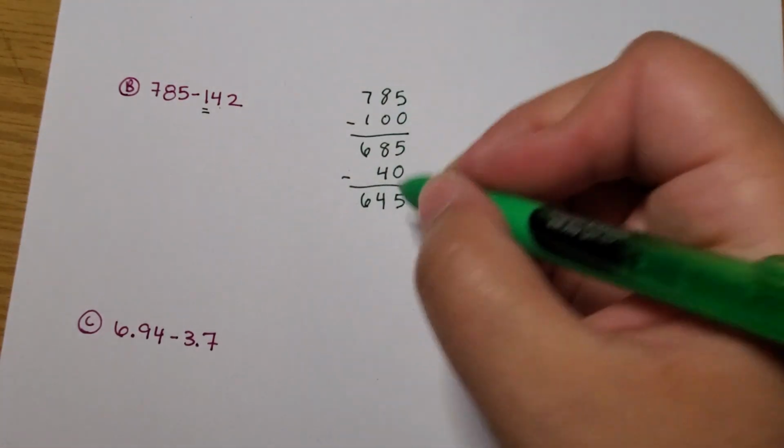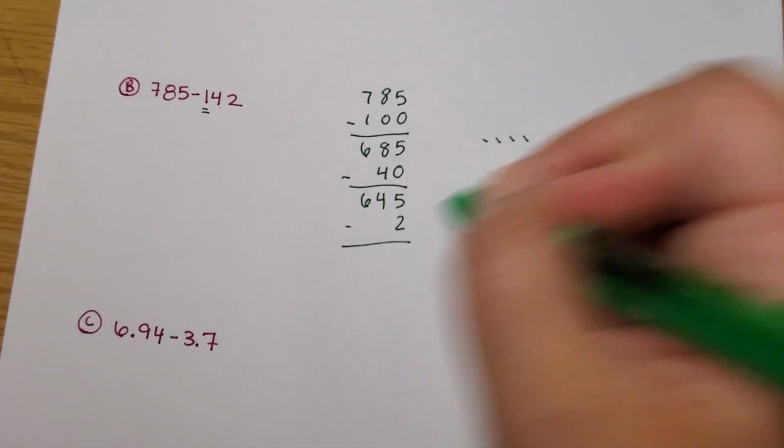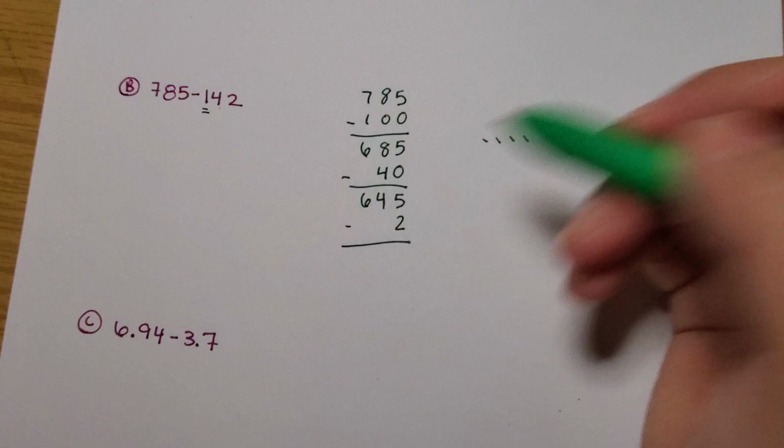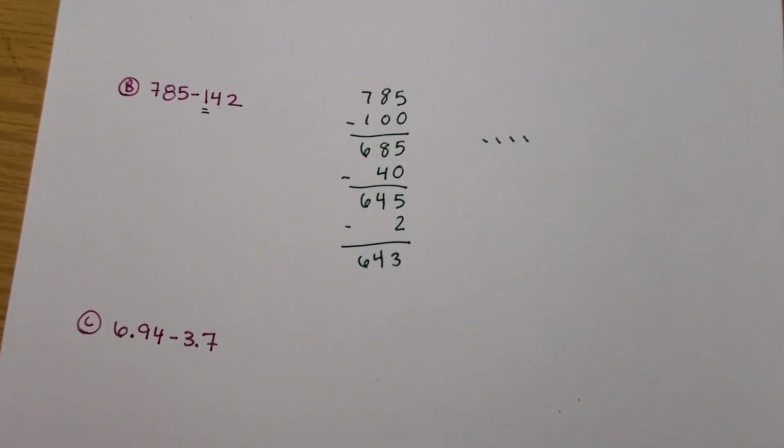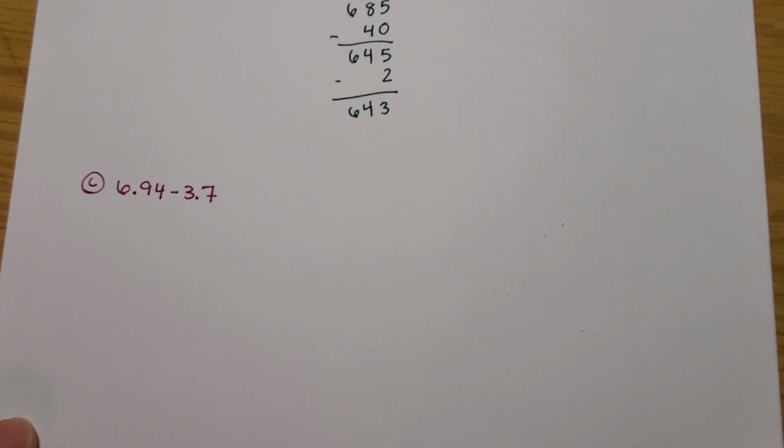Lastly, we've got 2. 5 minus 2 is going to give me that 3, and we can bring down the 64. There you go. So that's subtracting some 3-digit numbers. Now let's do everyone's favorite: decimals.